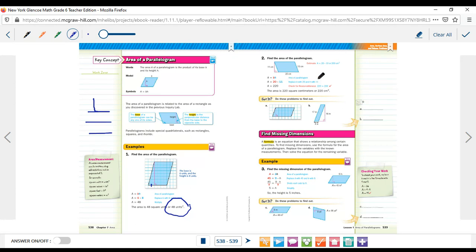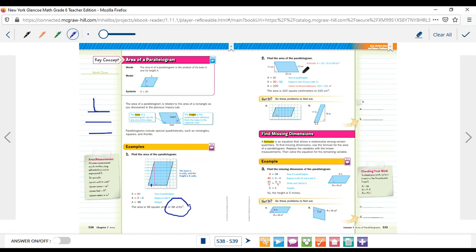Look on page 539 now, example number 2. Okay, this one says to find the area of a parallelogram. Again, the formula is just base times height. You'll notice that your base is shown here on the bottom. This is 20. Your height is not 13, so be careful with that.